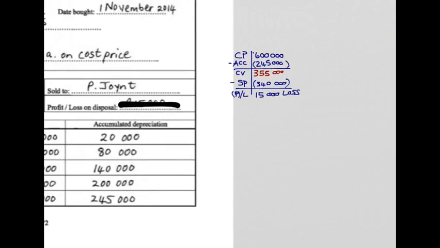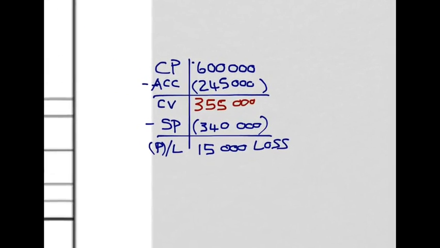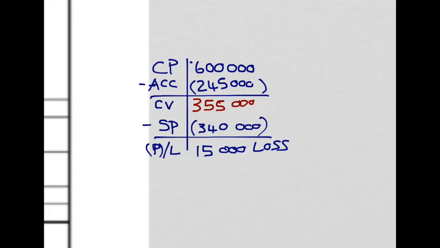What we can do is draw up a little table like this and say my cost price was 600,000. My total loss in value, accumulated depreciation, was 245,000. That leaves me with 355,000 carrying value. In other words, that's my book value. That's what it is worth to me in my books. I then sold it for 340,000. Therefore, it was worth to me 355,000, and I sold it for less, for 340,000. Therefore, I've made a 15,000 loss on sale of asset.